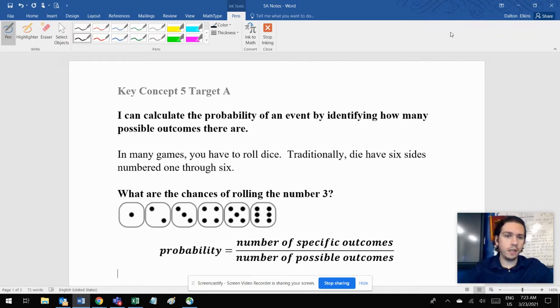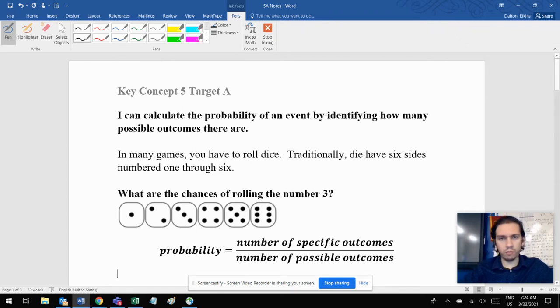And your goal for today is: I can calculate the probability of an event by identifying how many possible outcomes there are. So we're talking about probability, which is the chance of something happening, right? You may be familiar with thinking about this in terms of flipping a coin or drawing a specific card in a deck. But one of the things that comes to mind as a nice foundational piece is rolling a dice, right?